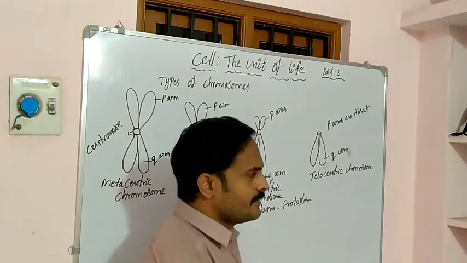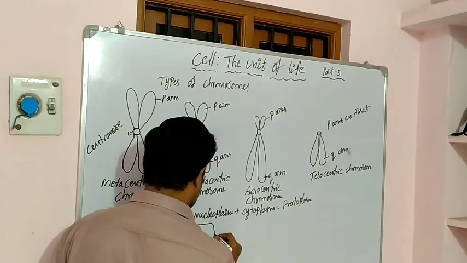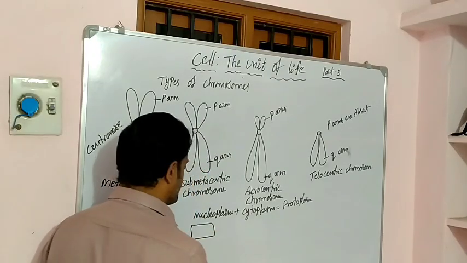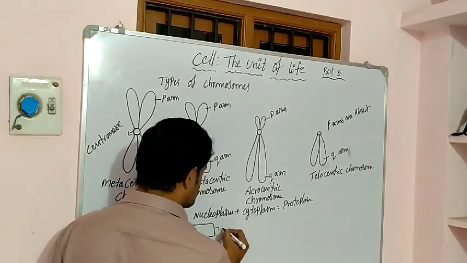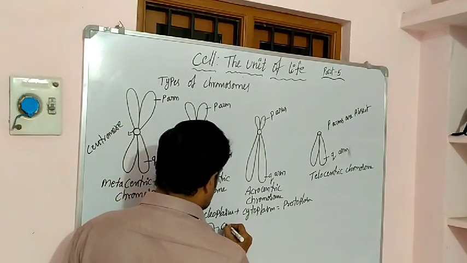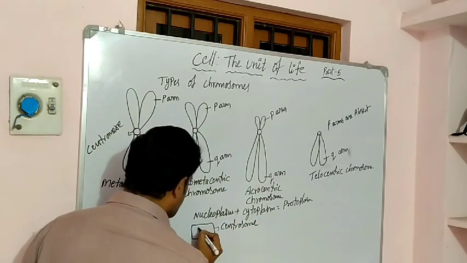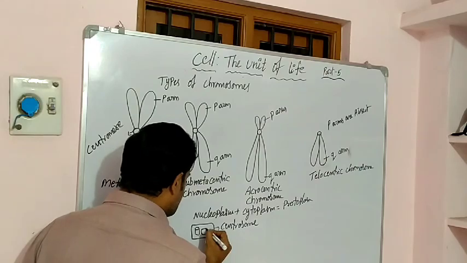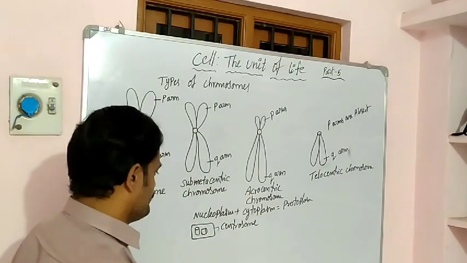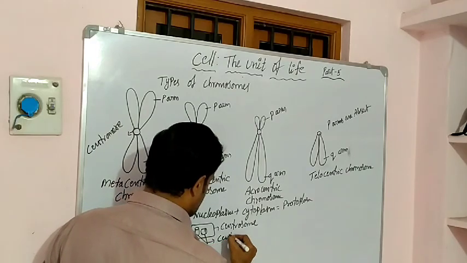Then what about centrioles and centrosome? See, a box like arrangement which is present at the poles of the cell is called the centrosome. Centrosome, remember, very, very important. What about centrioles? The innermost cell organelles which are present in the centrosome are called centrioles.